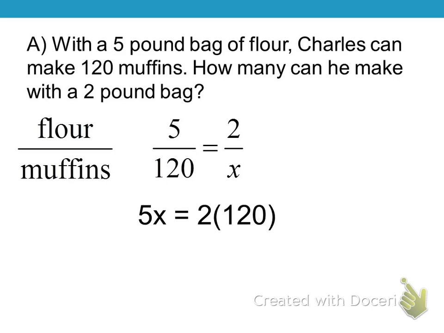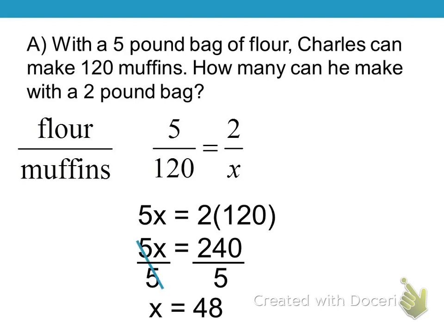You can actually do the 2 times 120. You get 240, and 240 divided by 5 is? 48. So you can make 48 muffins.